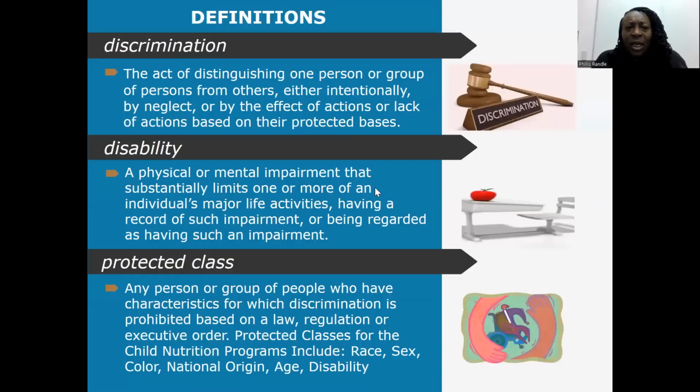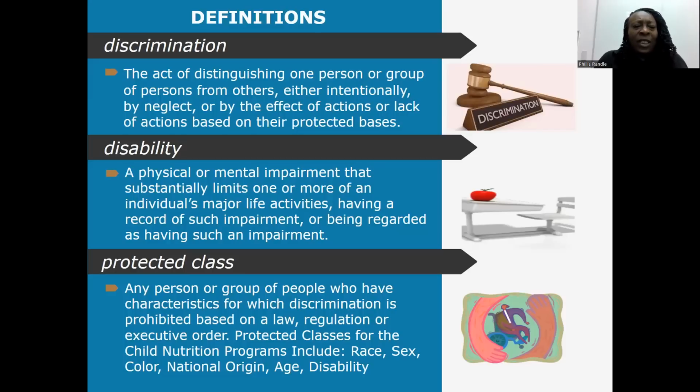Here are some definitions. The definition for discrimination reads: the act of distinguishing one person or group of persons from others, either intentionally, by neglect, or by the effect of actions or lack of actions based on their protected basis. The definition for disability reads: a physical or mental impairment that substantially limits one or more of an individual's major life activities, having a record of such impairments, or being regarded as having such an impairment.